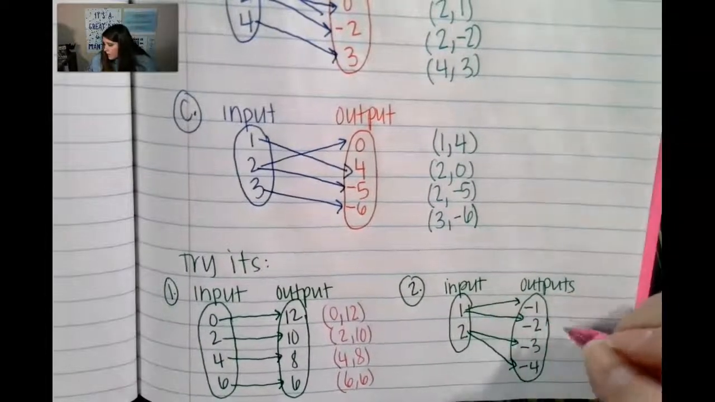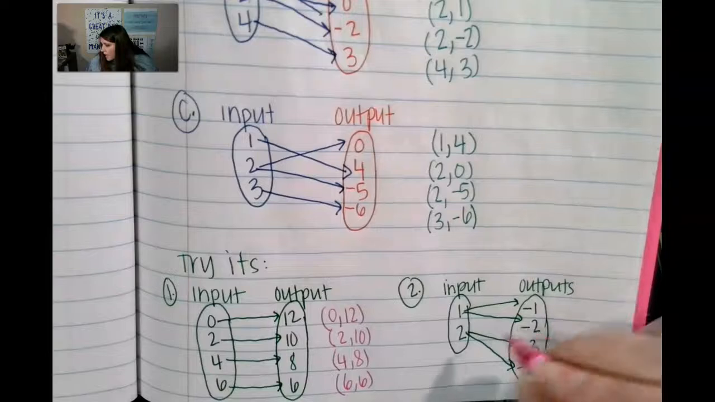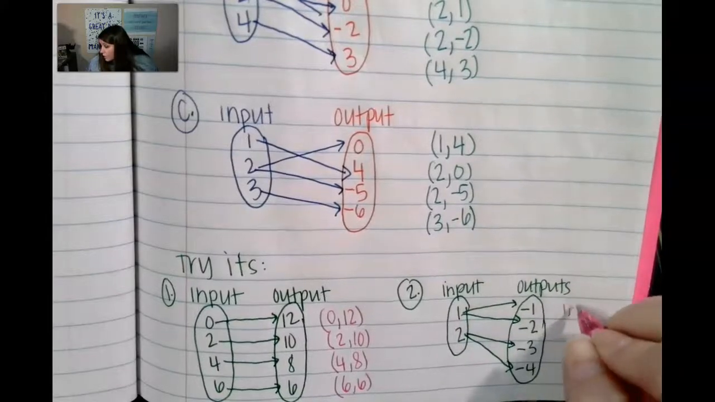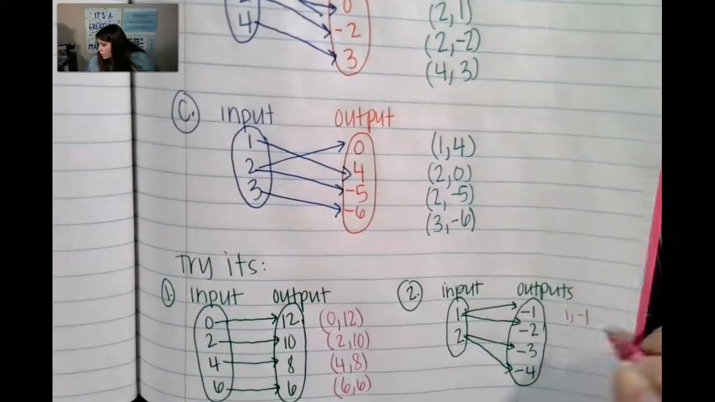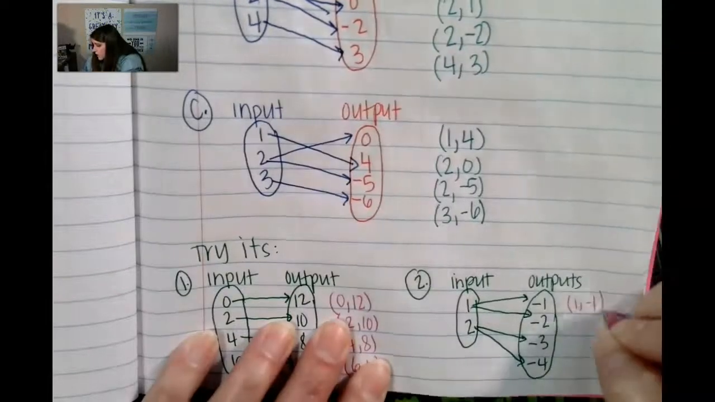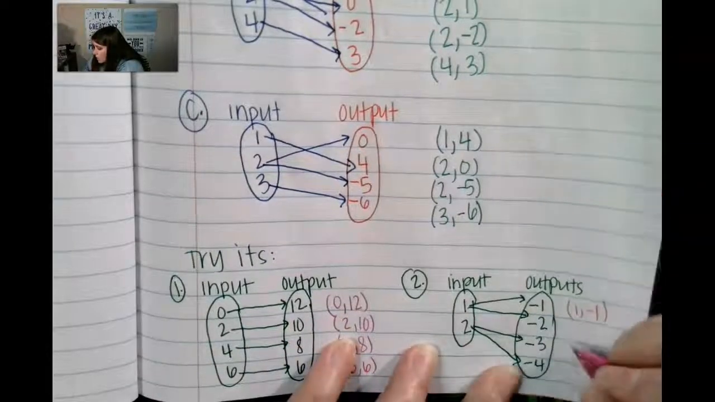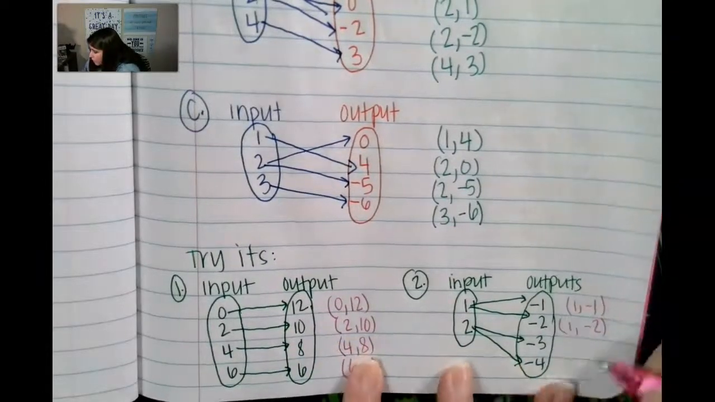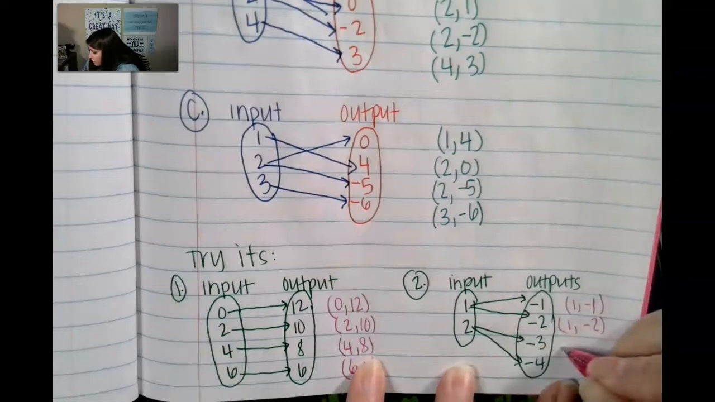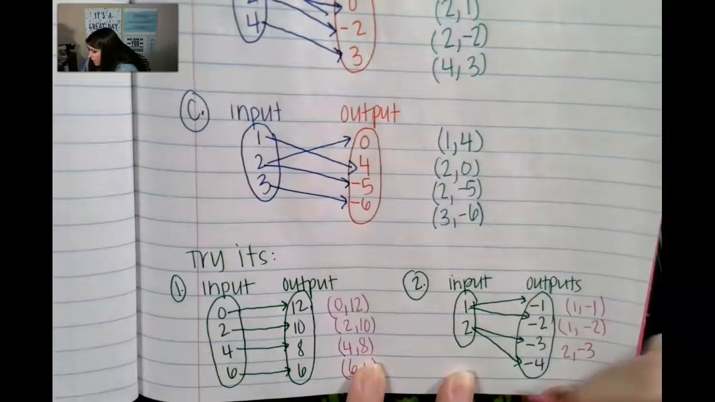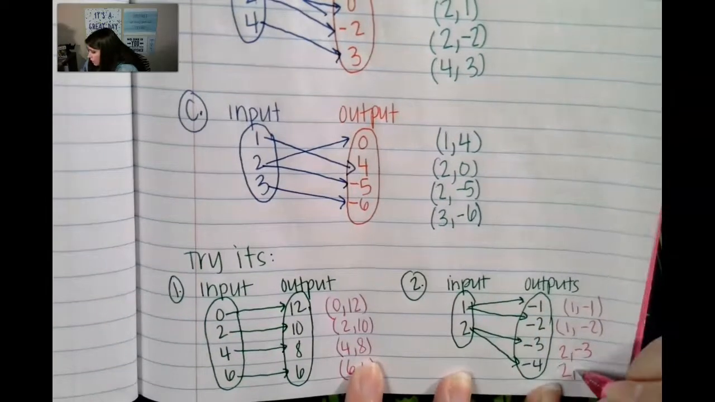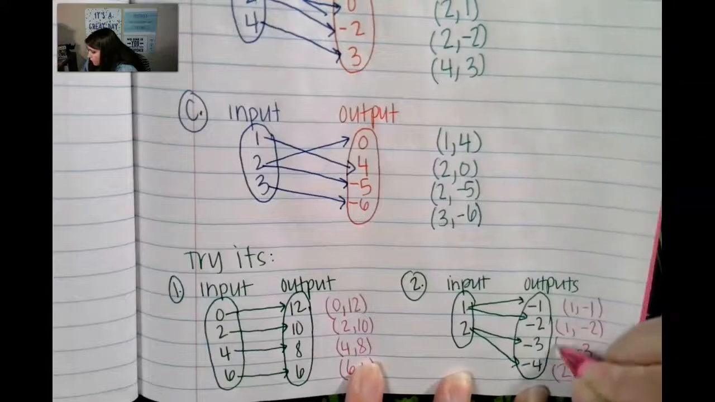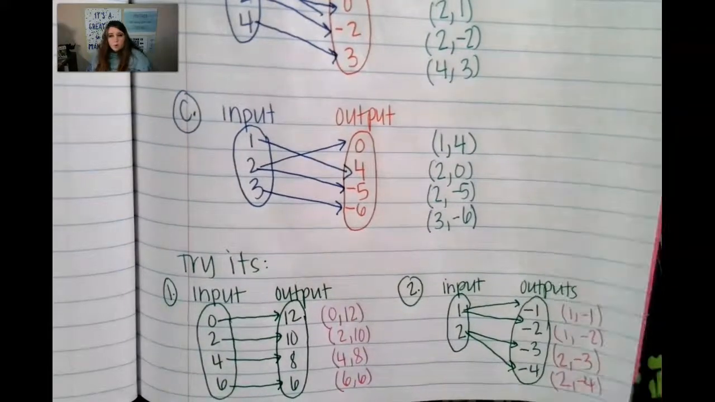In our next example, we have 1 matched to -1. So there is one ordered pair. 1 is matched to -1. 1 is also matched to -2. We then have 2 to -3 and 2 to -4. So those are our ordered pairs.